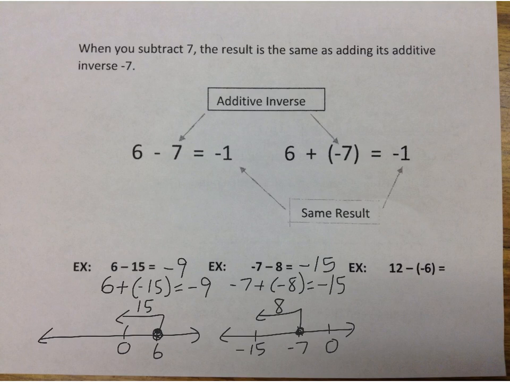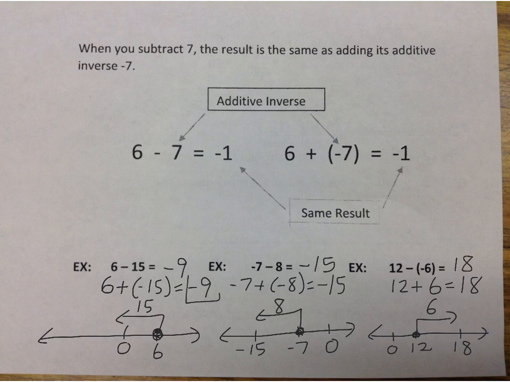Last example, 12 minus negative 6. So I have my number line here. I'm going to put 0 here. Here's 12. That's my starting point. So 12 minus, which means I go to the left, but negative means I switch it and I go to the right 6 spots. And I'm going to end up at positive 18. Now, if I do 12 plus 6, which is the additive inverse, I still end up at 18. I'm still going to the right 6 spots, and I'm still ending up at 18. So there are your answers.